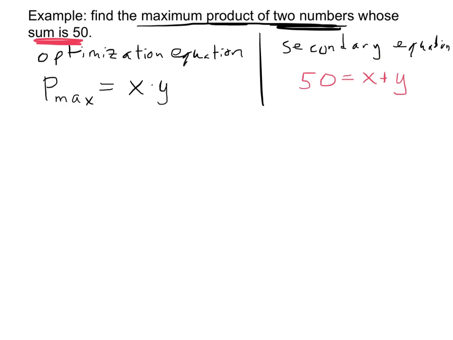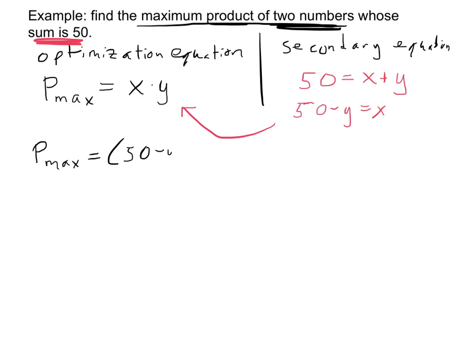My fourth step is substitute. The idea is, hey, you want to take the derivative of this thing? Fine. Take the secondary equation and substitute it over here. So I'm going to solve over here for, I guess, x. It doesn't really matter. 50 minus y equals x, and let's plug that in over here. When I plug it in here, I get P max equals 50 minus y times y. In other words, P max is 50y minus y squared.